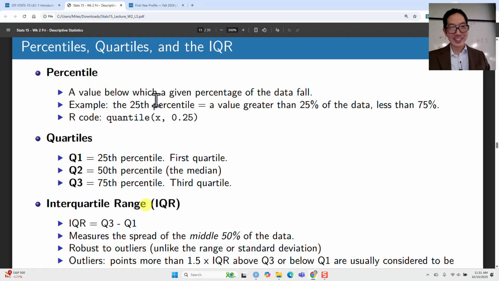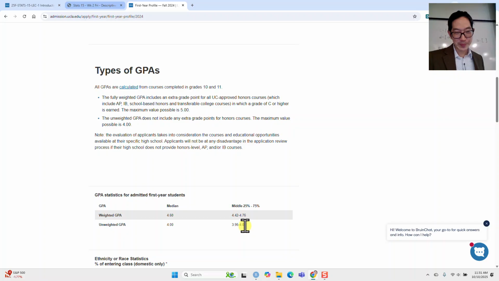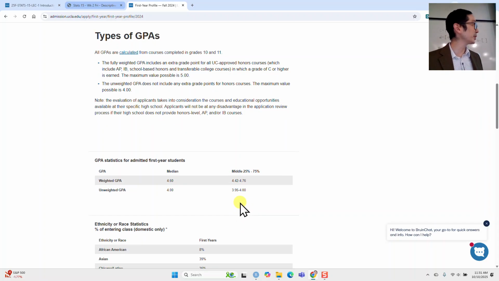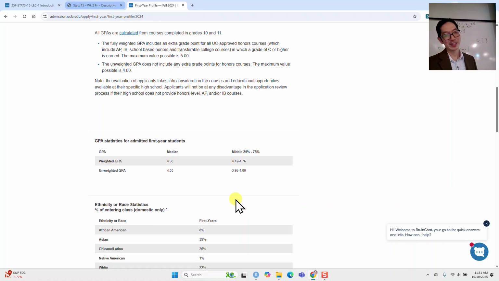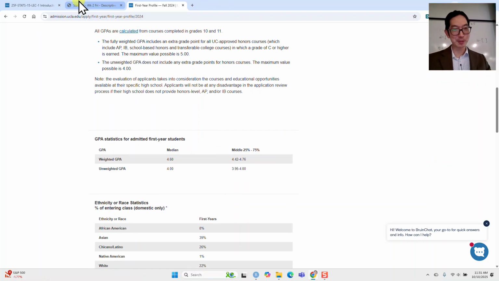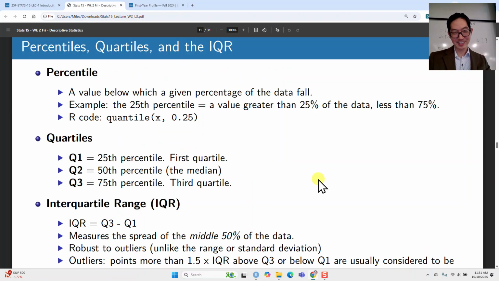Okay, so with that in mind, 1.5, so an IQR for the unweighted GPA is 0.05. So 1.5 of that would be 0.075. So if your GPA is 3.875 or lower, you are an outlier on the low end at UCLA. So I don't know. I don't want to put anyone on blast here, but it's like, wow, okay.